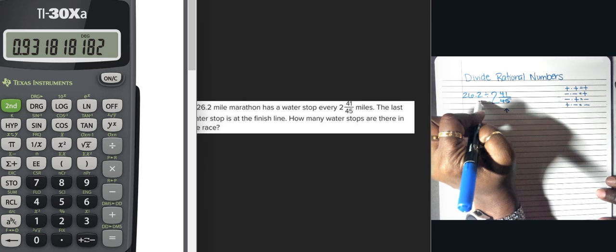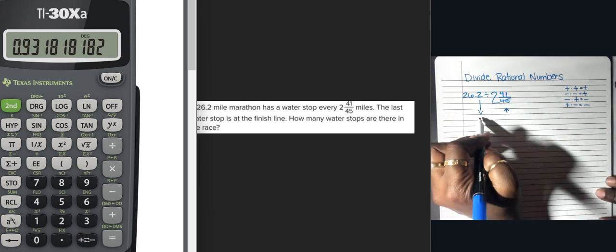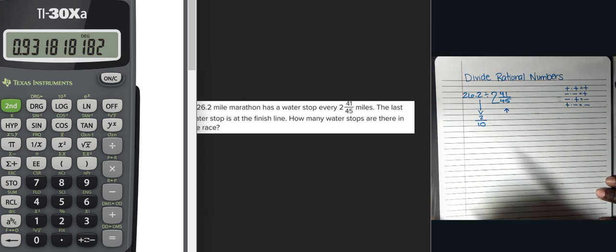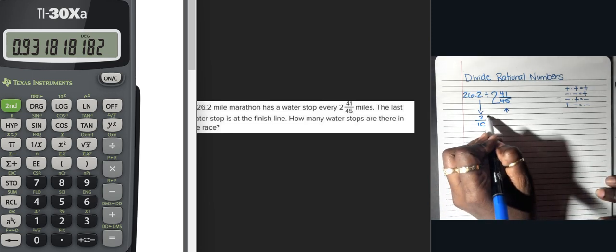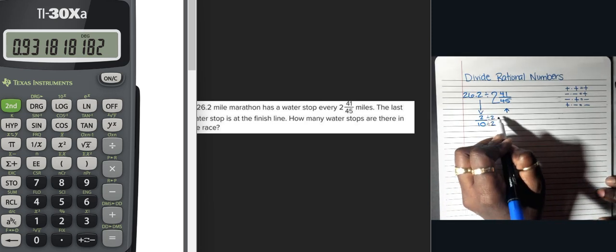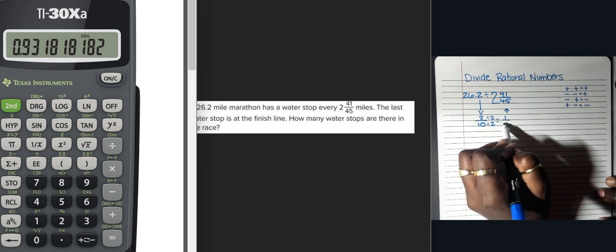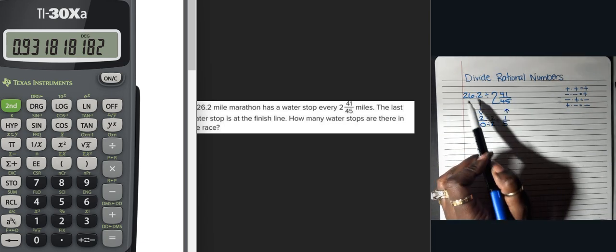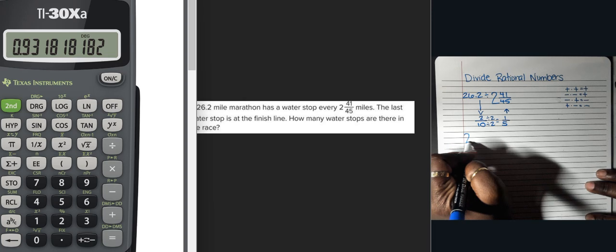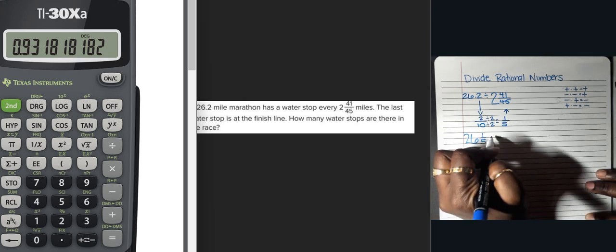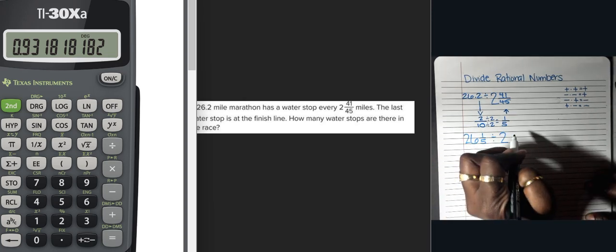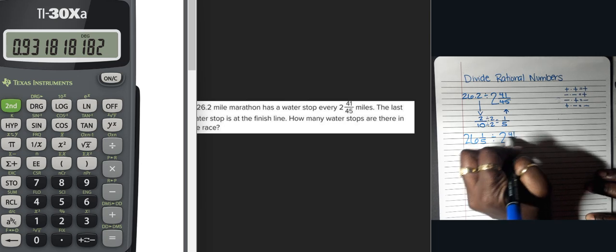To do that, I know that the 2 in 26.2 has the place value of tenths. Both of those are divisible by 2. So 2 divided by 2 gives me 1, and 10 divided by 2 gives me 5. That is the same thing as 26 and 1/5, and we are dividing it into equal groups of 2 and 41/45.